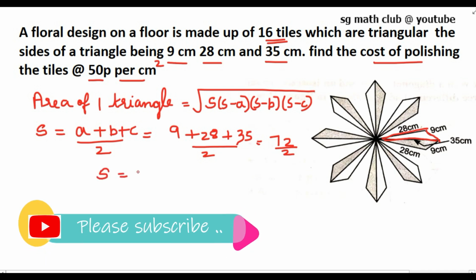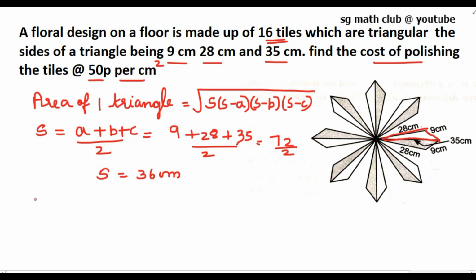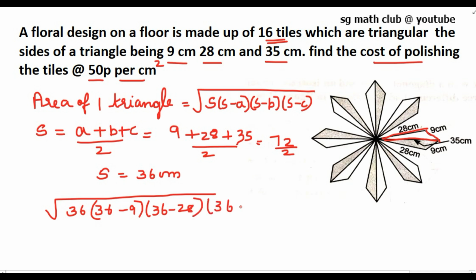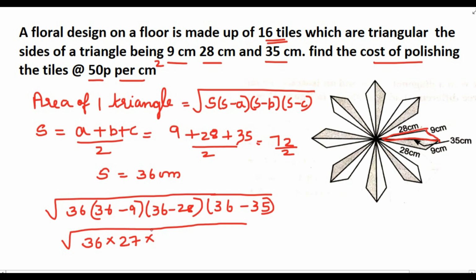The semi-perimeter is 36 centimeter. Now we will substitute in the formula: 36 into (36 minus 9) into (36 minus 28) into (36 minus 35). That is the square root of 36 into 27 into 8 into 1. When you simplify this, you will have 36 root 6 centimeter square.